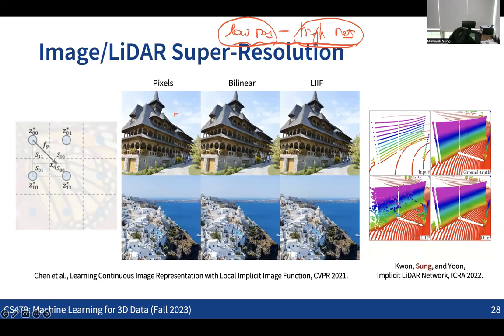In this way, we can make a neural net that does super resolution, increasing the resolution of the input image. The good thing about this architecture is that we can choose any arbitrary resolution for the output image. So that is the advantage of having the implicit representation. Makes sense.